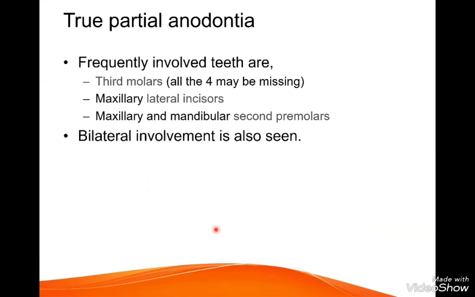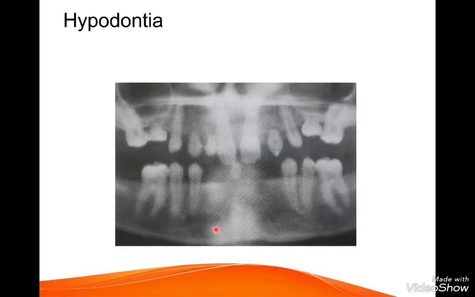The frequently involved teeth include third molars, as I had mentioned earlier. Next come the lateral incisors, and maxillary and mandibular second premolars. This point is very important in terms of MCQs and for NEET preparation. Sometimes bilateral involvement is also seen. This is a radiographic picture where we can see multiple missing teeth.